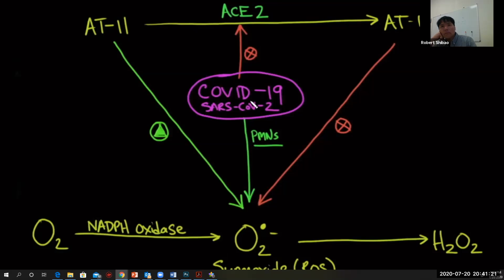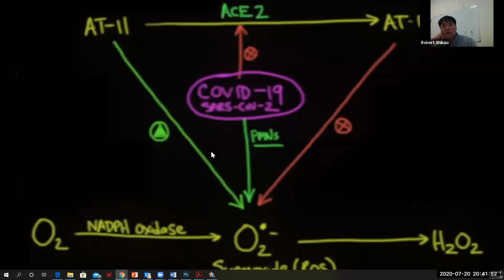Why is that? Once again, it's because COVID-19 hits the ACE2 enzyme, which is its receptor, and therefore there's an accumulation of angiotensin 2, which stimulates the production of superoxide. There's also a deficiency of angiotensin 1,7, which inhibits the production of superoxide through a nitric oxide mediator. In addition to this, COVID-19 itself attracts PMNs, which are neutrophils, which also can cause production of superoxide.